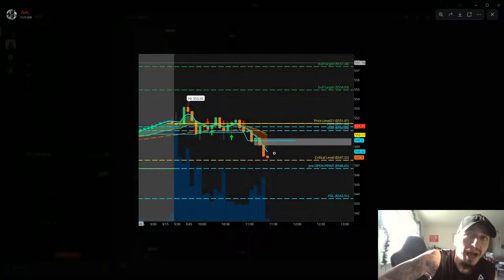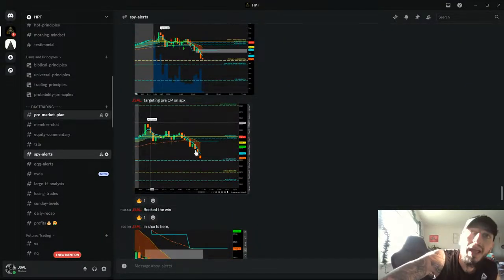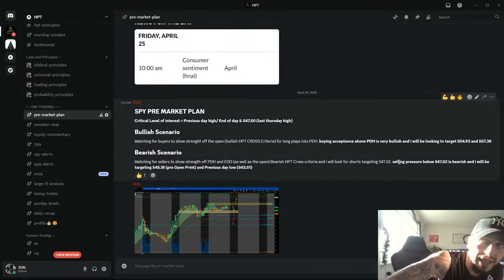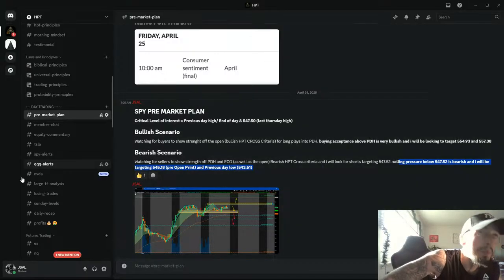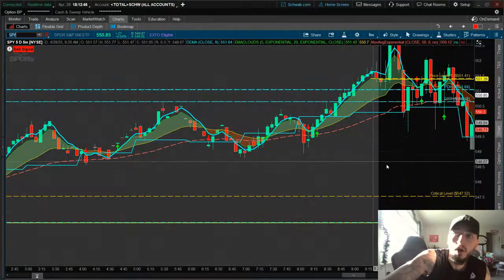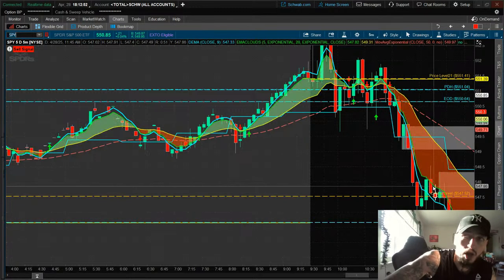Guys, where did price go down to? 54752. Now, wait, Josh, what was the pre-market plan? Pre-market plan was, in a bearish scenario, I'm looking to target previous day open print. Okay. Where'd price go down to? Previous day open print. This was an absolute smoke show, right?